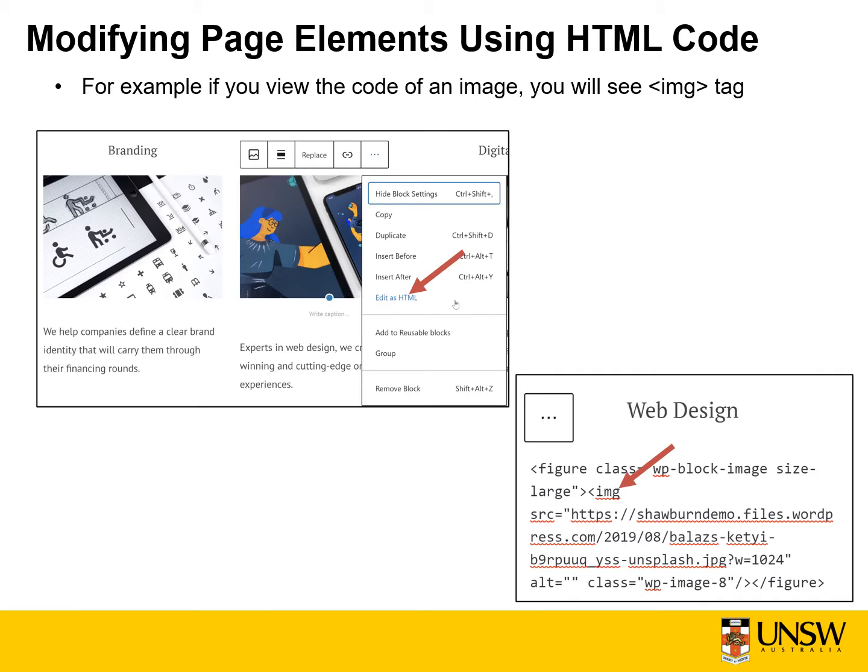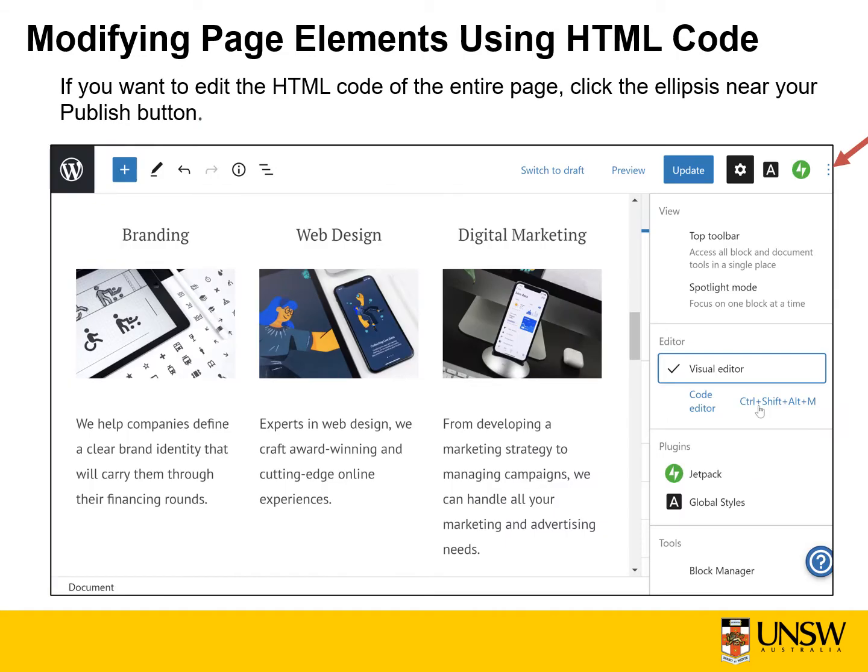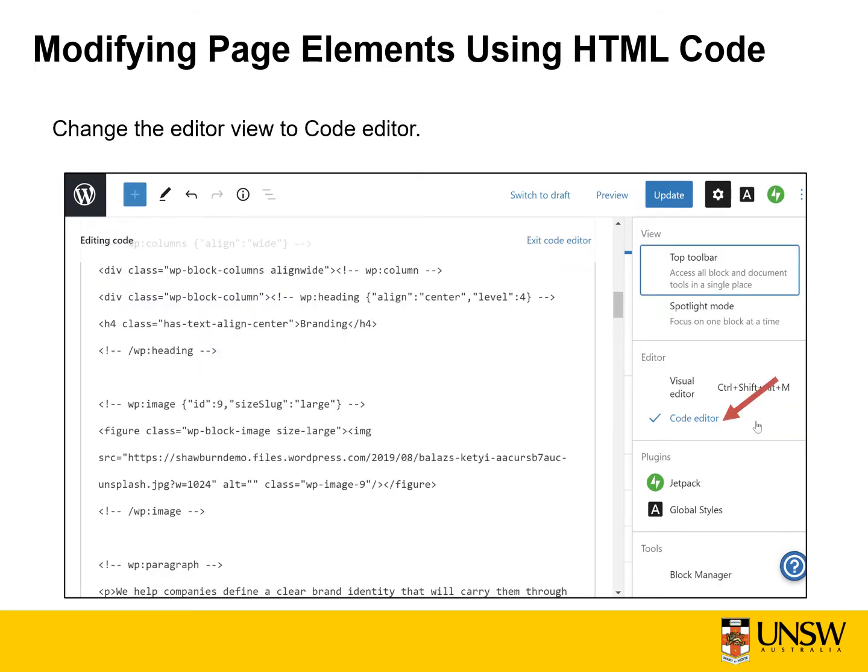For example, if you view the code of an image, you will see the image tag, and you can modify different attributes such as alt text or size. If you want to edit the HTML code of the entire page instead of just one block of your page, click the ellipses near your Publish button. Then change the editor view to code editor. As you can see, the code is the combination of the tags that you learned in the HTML and CSS lectures.